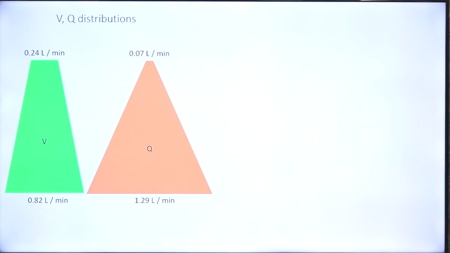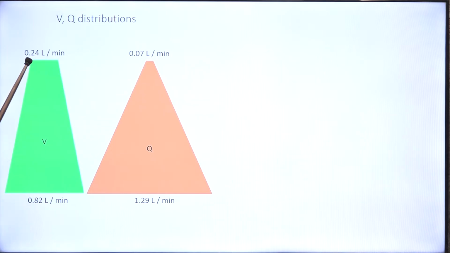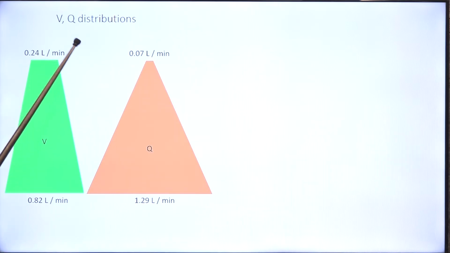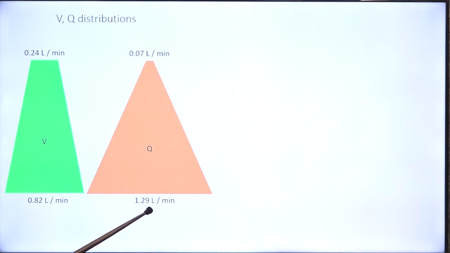Now if you see, when you consider ventilation in relation to perfusion, there is more ventilation as compared to perfusion in the apex of the lung. And if you take a ratio, V by Q will be more than 1 in the apex. Whereas in the base, there is more perfusion as compared to ventilation. And if you take a ratio of V by Q, it's going to be less than 1 in the base of the lung.